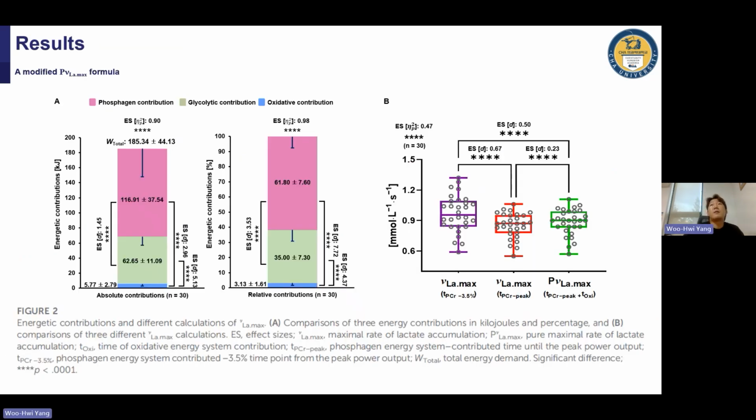Our results showed that predominant phosphagen and glycolytic energy contributions were observed. The three energy systems were significantly differentiated from each other, and the relative oxidative contribution during a 15-second sprint test was 3%. As I already explained, this percentage was utilized for PvLa.max, which indicated significant differences compared to PvLa.max 3.5 and PvLa.max peak values.